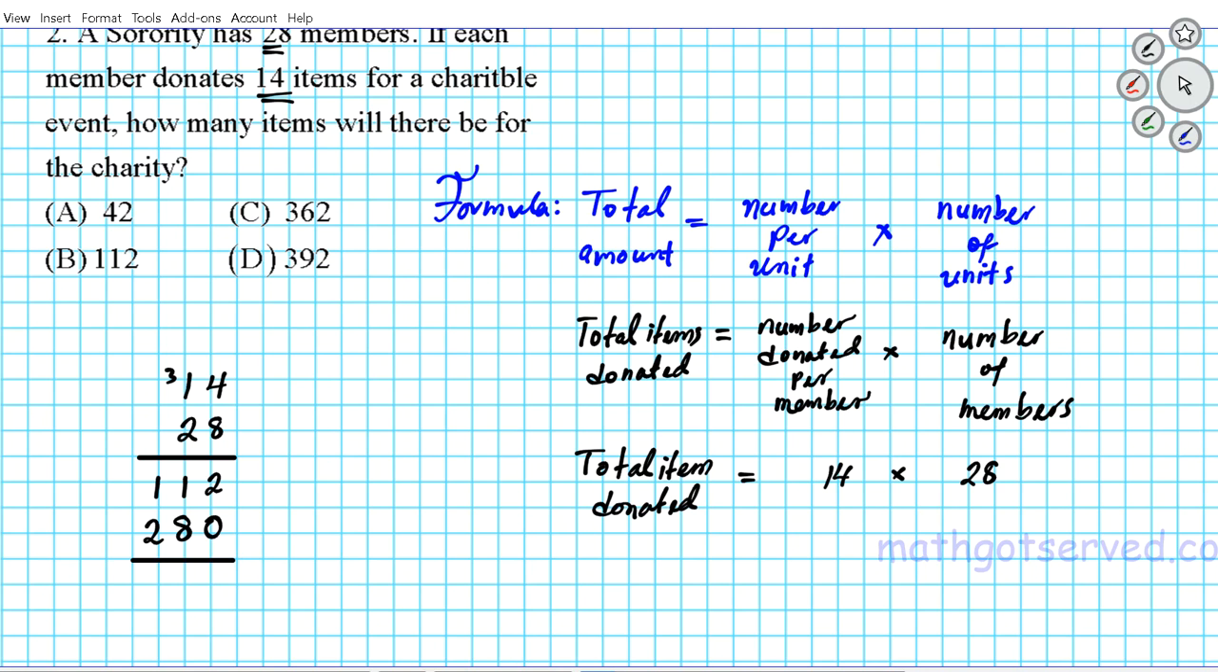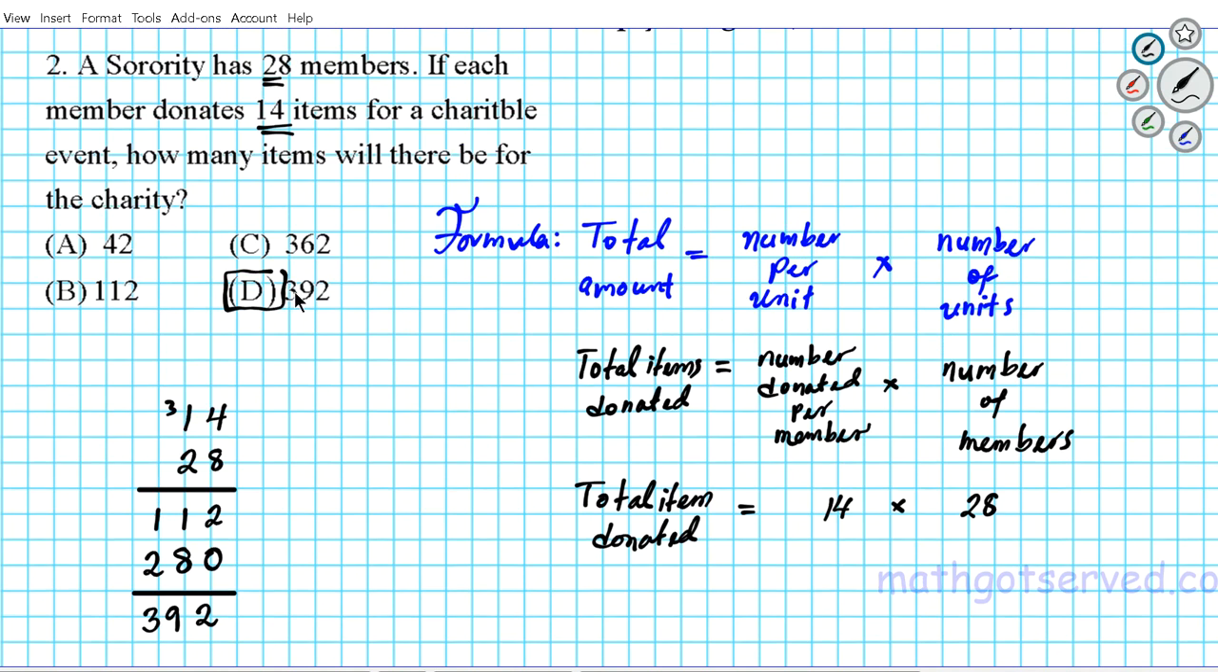Now after multiplying, you're now going to add it up. And then you're going to have 392. That's the total number of items that were donated to the charity by the sorority. So our answer to number 2 is option letter D. Okay? So this is basically how you multiply a 2-digit integer by another 2-digit integer.